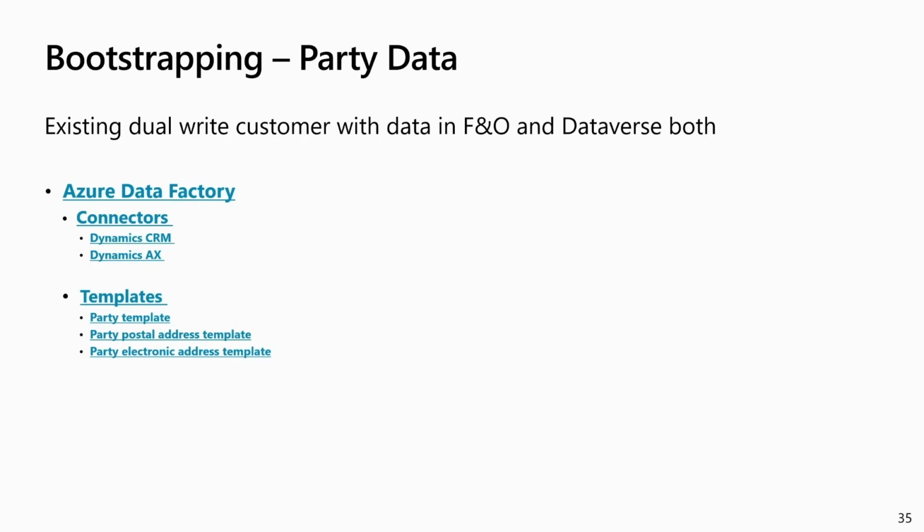There are many ways to do it. One of the ways is using the Azure Data Factory. Azure Data Factory provides a couple of connectors. One of them is Dynamics CRM, which allows read and write of data into Dataverse. And the other one is Dynamics AX, which allows only reading the data. It cannot write the data in Dynamics AX or FNO. So in order to overcome this problem, all the templates which we have designed for the party data bootstrapping generate CSV files, which allow importing the data back into FNO and/or Dynamics AX.